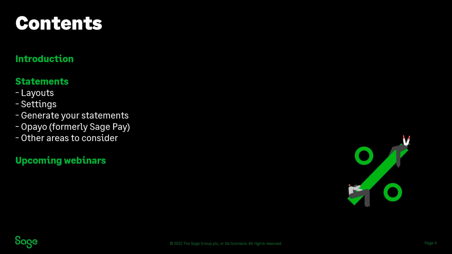Right, now this is what we're going to be covering in today's session. A little bit of background to generating statements, and then we're going to look at the statements themselves. So we'll look at the layouts, the settings in the background. We'll obviously do the main part of the demo, generating your statements. I'm going to mention a little bit about APAY as well, which formerly used to be known as SagePay, but is now known as APAY. And then we'll pick up on some of the other areas to consider when you're generating statements as well. And then just at the end, we'll outline some of the upcoming webinars we've got.